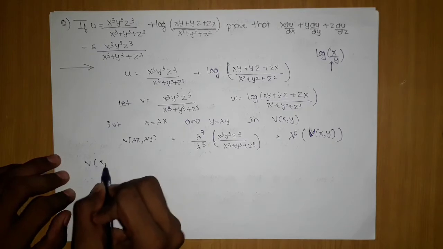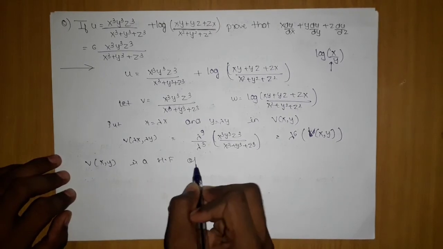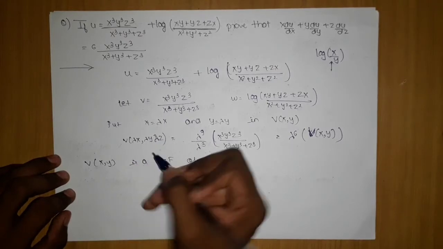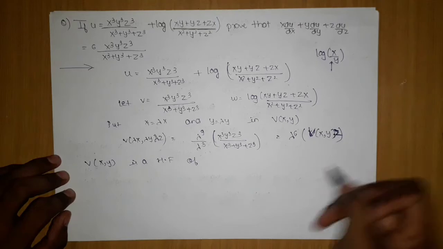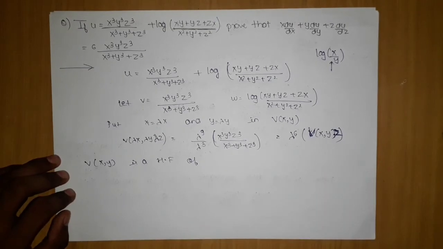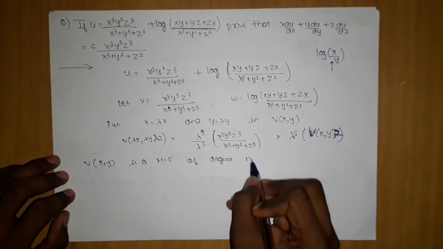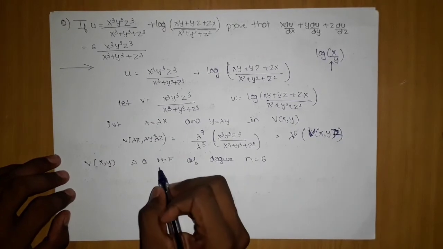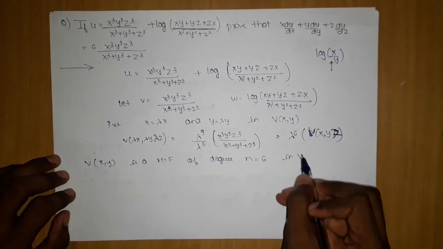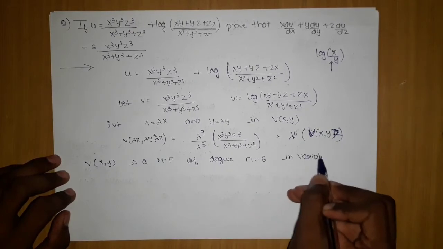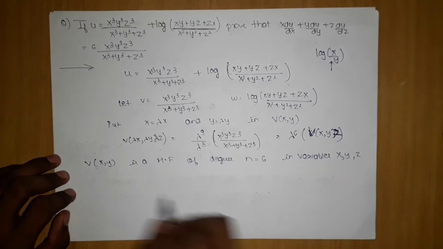Now v of x, y is a homogeneous function. Sorry, I again forgot to write this thing, which is very crucial. If you don't write that it's a three variable function, you will get marks reduced. Of degree n equals 6. You should write the complete statement: homogeneous function in variables x, y, z. I am saving time, that's why I am doing that.